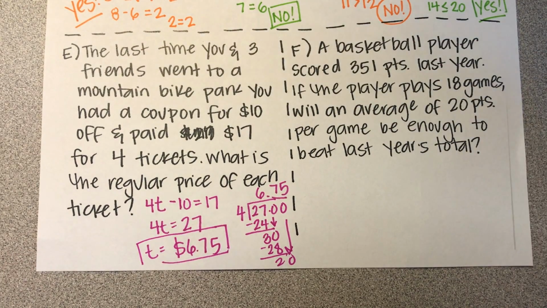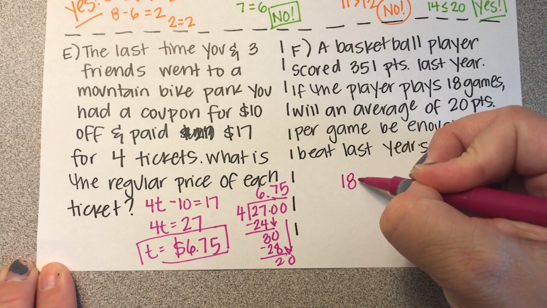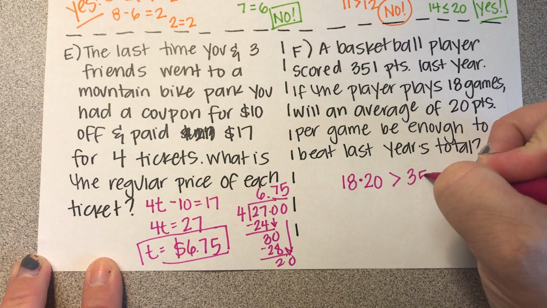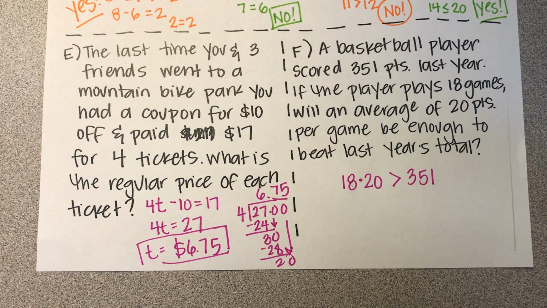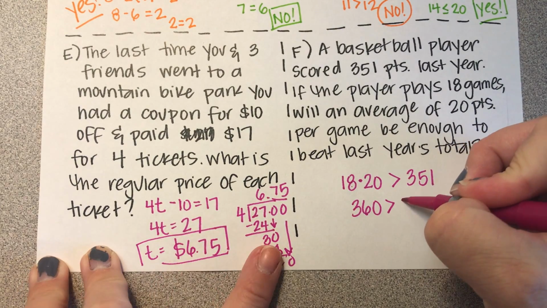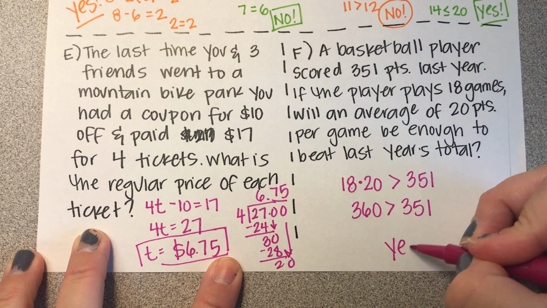And then this last one, a basketball player scored 351 points last year. If the player plays 18 games, will an average of 20 points per game be enough to beat last year's total? So 18 games times 20 points, will that be greater than 351? I know 18 times 2 is 36, so 18 times 20 is 360. Is 360 greater than 351? Yes.